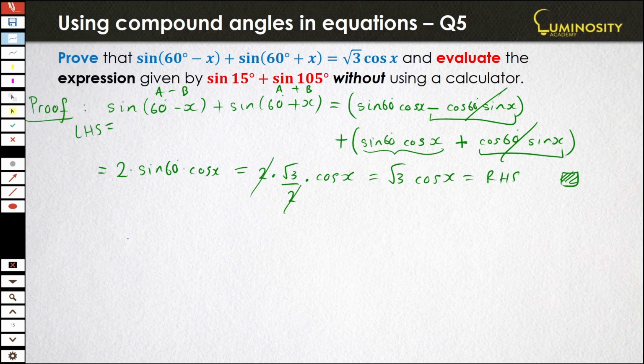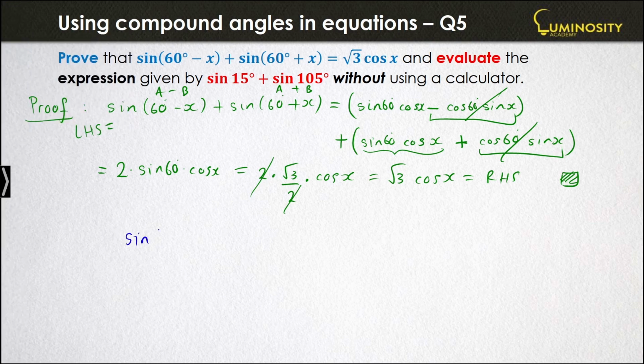Now, without the use of a calculator, we want to find the value of sine of 15 degrees plus the sine of 105 degrees. So whenever you're given a question like this where they ask you to hence or evaluate something without the use of a calculator, it generally relies on the fact that you've done something prior to help you solve it. So what have we just done previously? We've just shown that that given identity is true.